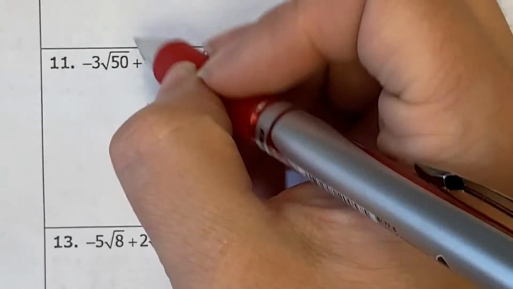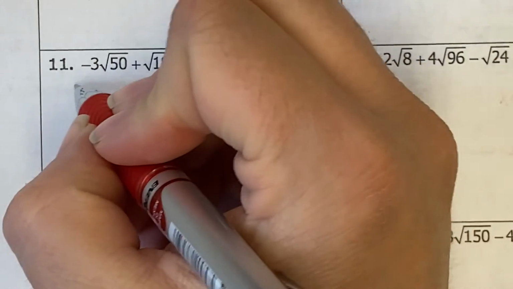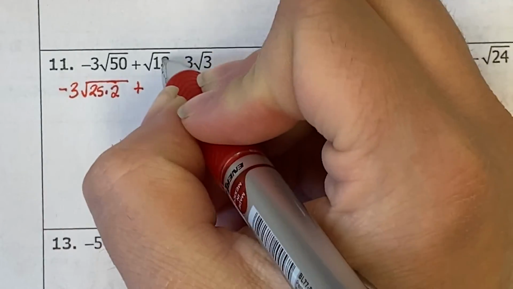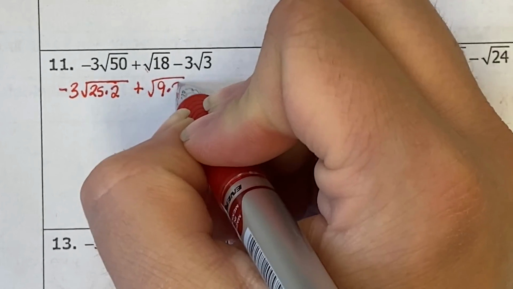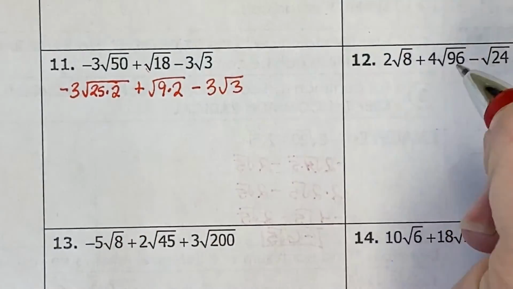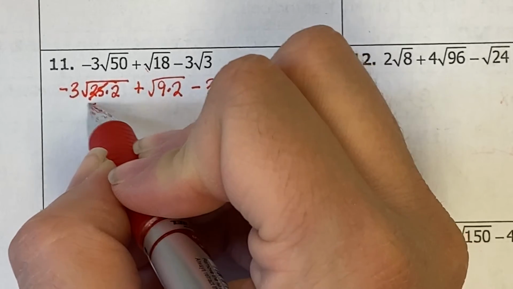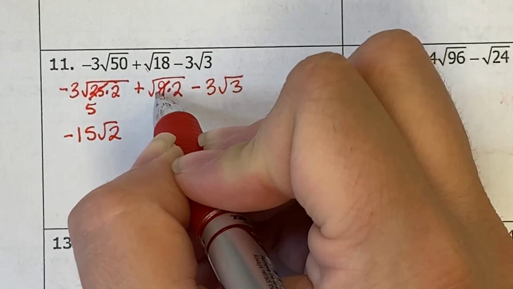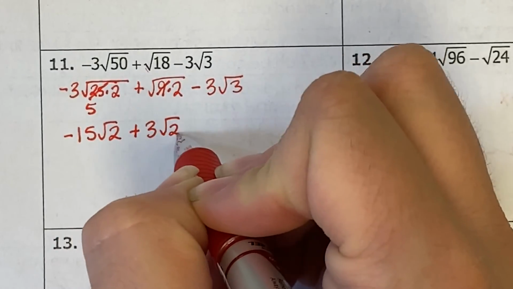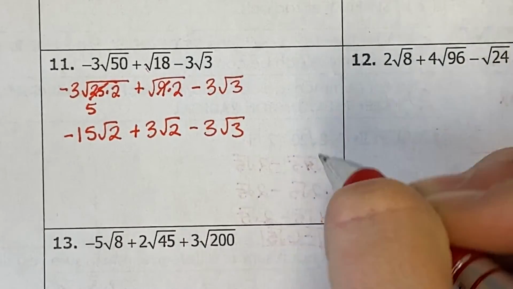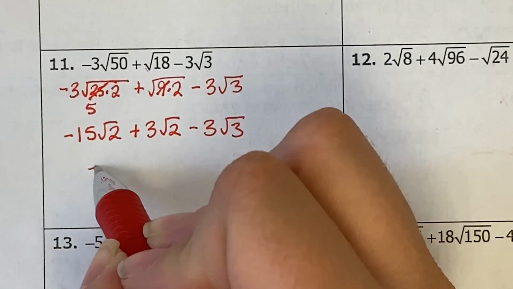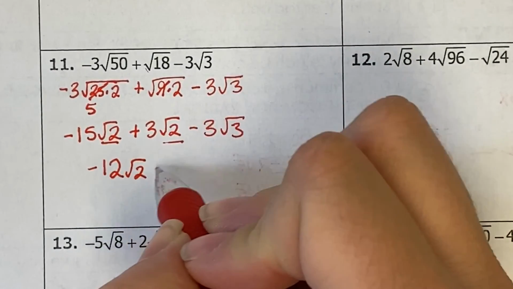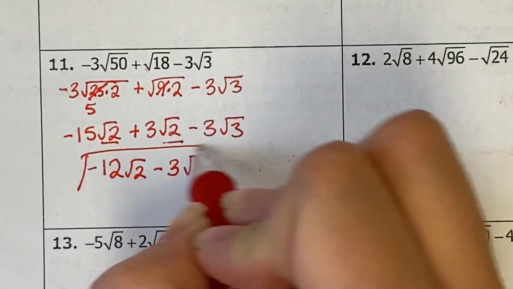On number 11, I see that 50 and 18 can be simplified. So I'd have -3 times the square root of 25 times 2, plus, and then the square root of 18 would be the square root of 9 times 2, minus 3 square root 3. This guy becomes 5, so negative 3 times 5 is negative 15 square root 2. The square root of 9 is 3 square root 2, minus 3 square root 3. Negative 15 plus 3 would be negative 12, and again, I can put those together because they both have a square root 2. And then minus 3 square root 3. And you're done.